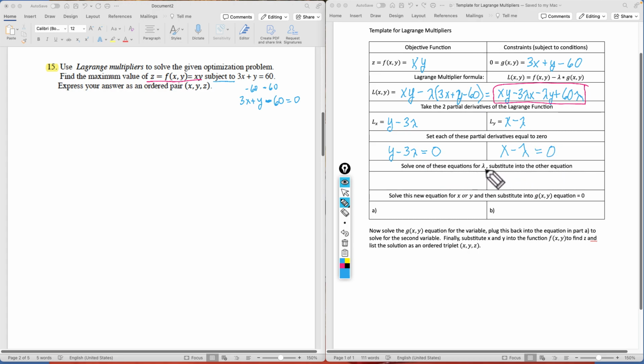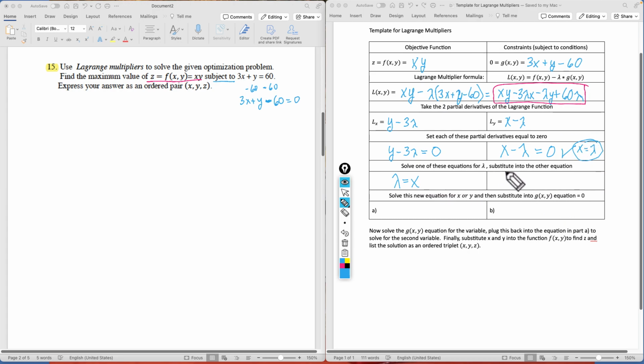These lambdas I have a little problem with. Solve one of these equations for lambda and then substitute it into the other equation. Looking at this, I could use this one, but I'm going to have to divide by negative 3, so I'll get some kind of fraction, right? The second equation looks a little bit easier. I could just add lambda to both sides, and I get x equals lambda. So that's the one I'm going to use. Lambda equals x.